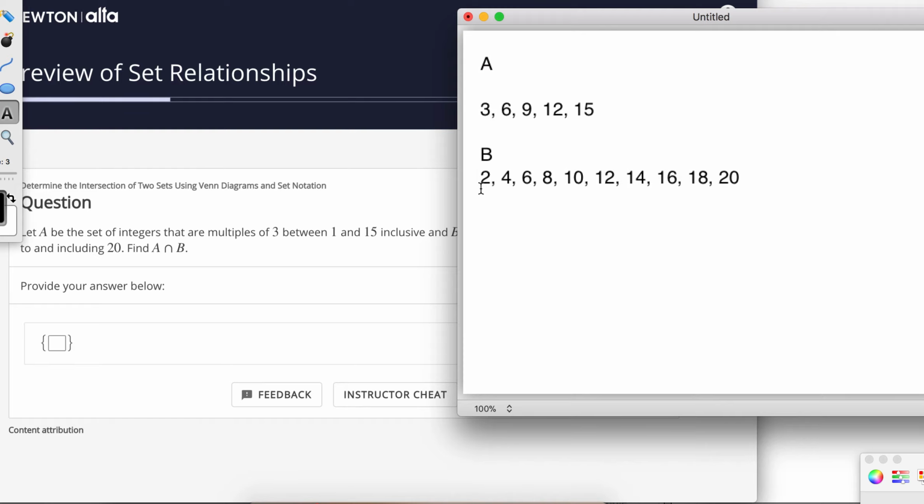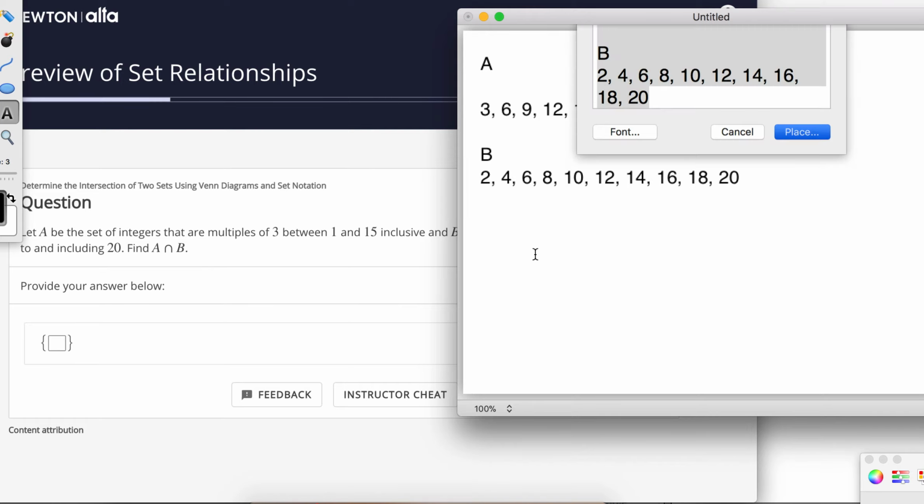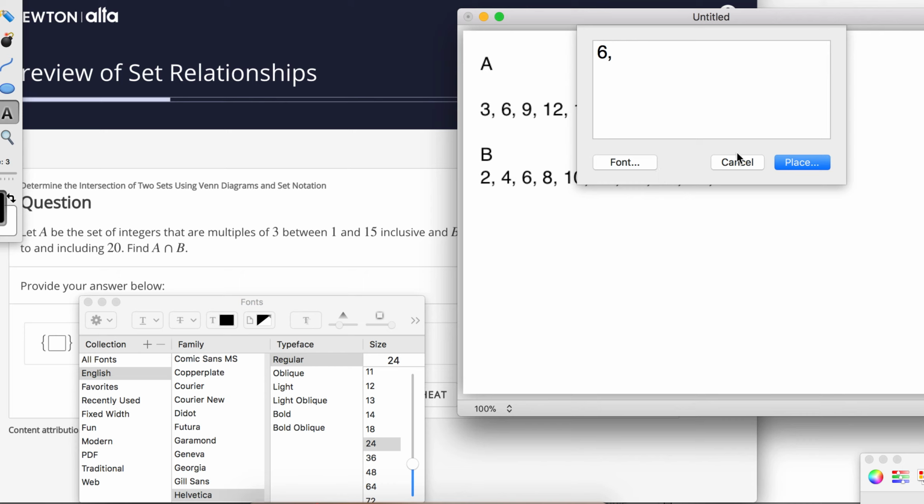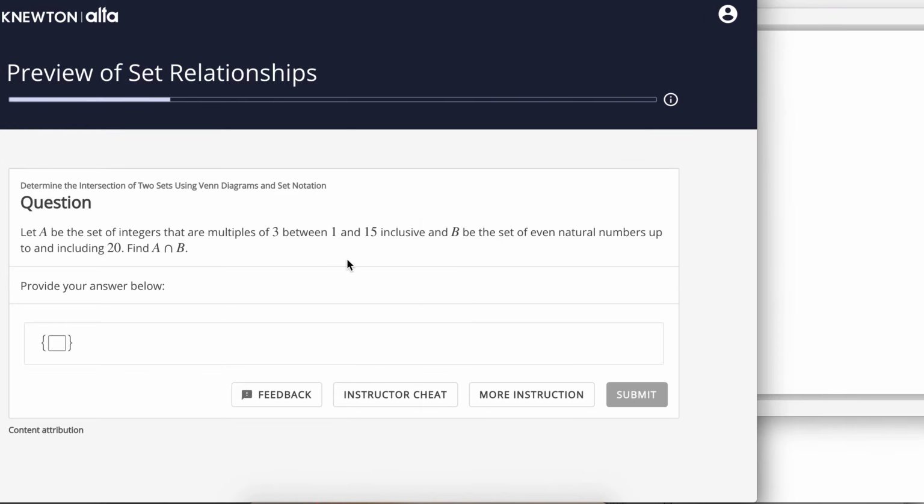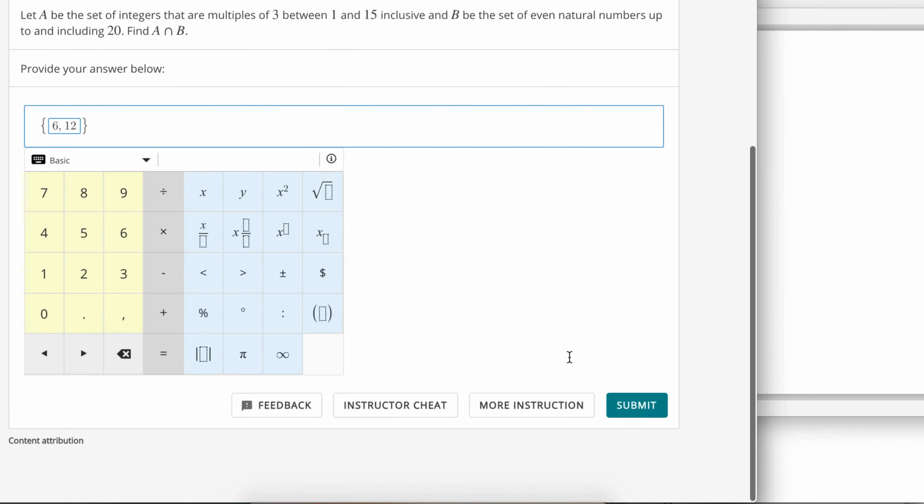Okay, so we're supposed to find A intersect B. So where set A crosses with set B. A has a 3, B doesn't, so that's not a place where they cross. A has a 6, B has a 6, so that's a place where they cross. A has a 9, but B does not. A has a 12, and so does B, so that's an intersection. And then A has 15, B does not. So it looks like we just have 2 places where they cross, 6 and 12.